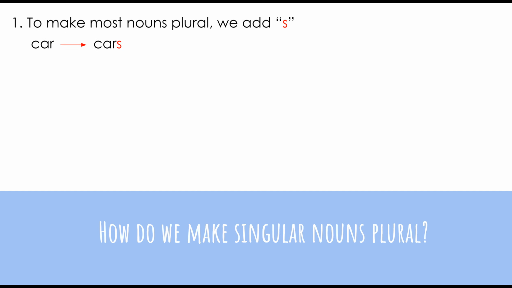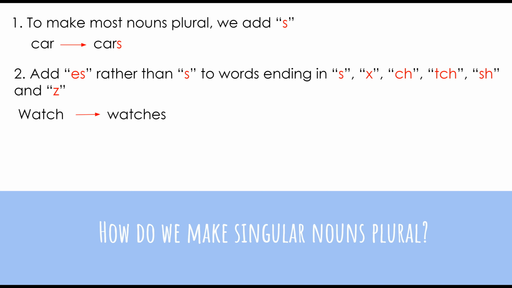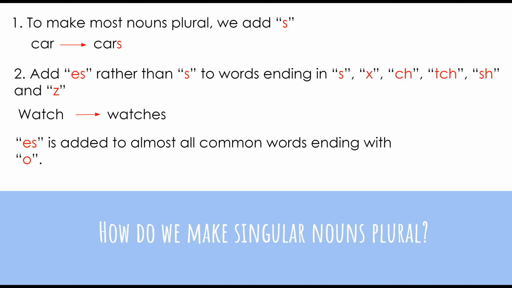So finally, to revise what we have learned. To make most nouns plural, we just add S onto the end. So car is referring to a singular noun and cars is multiple. We add ES rather than S to words ending in S, X, CH, TCH, SH, and Z. So we can see that watch ends in TCH, so I'm adding ES onto the end to make it plural. Finally, we add ES to almost all common words that end with O.